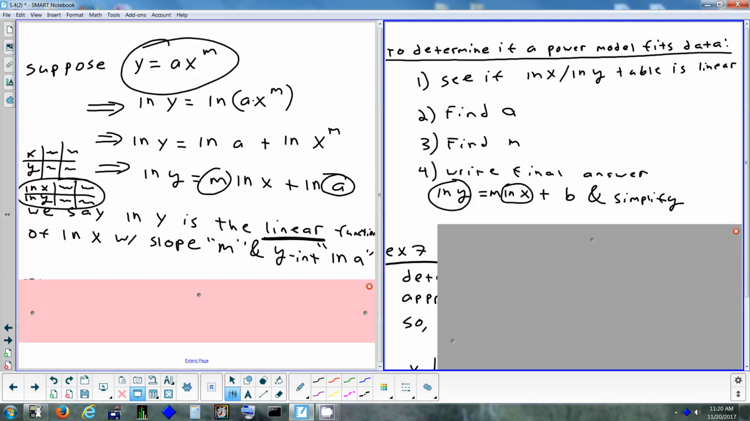And then after you find A and M, we're going to write our final answer. If you put A or B, it doesn't really matter. I just put B because we're used to thinking y equals mx plus b. I think your book uses A. Either way.